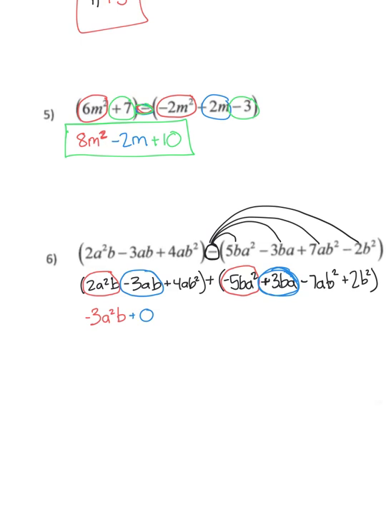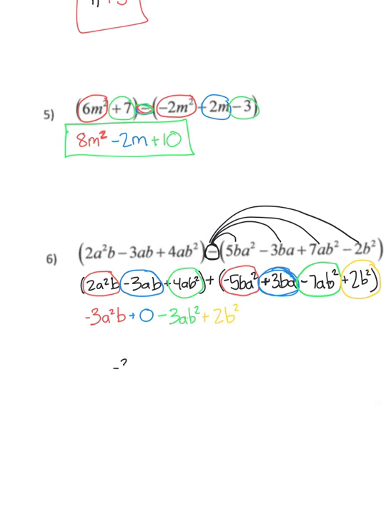Then my next like term, I have an a with a b squared. An a with a b squared would be right here. 4 plus a negative 7 gives me a negative 3ab squared. And then finally, my last term, I have 2b squared and no other matching terms. So I'm just going to leave that at the end. It's got plus, plus, so positive 2b squared.